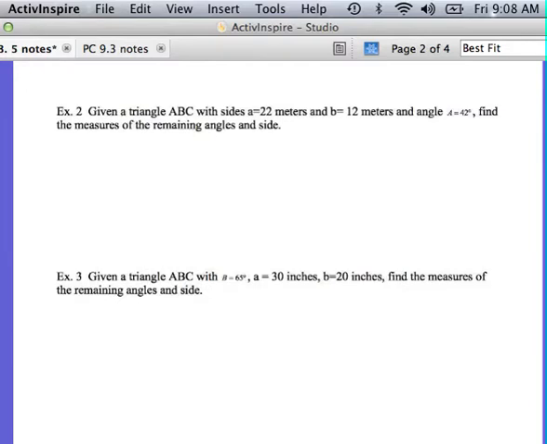It says, given a triangle ABC with sides A is 22 meters, B is 12 meters, and angle A is 42 degrees. Find the measures of the remaining angles and sides. So let's draw a triangle. Angle A was given as 42 degrees. Side A is 22. Side B is 12.